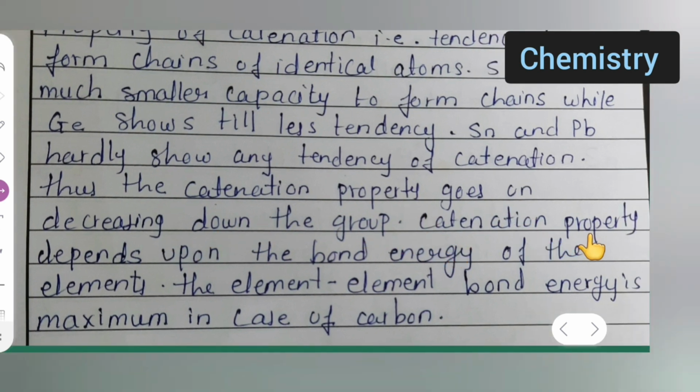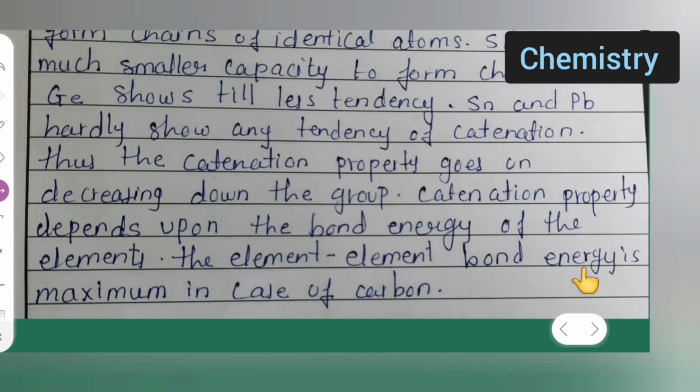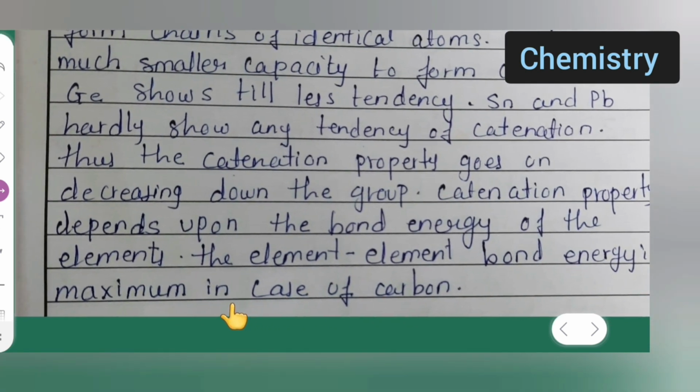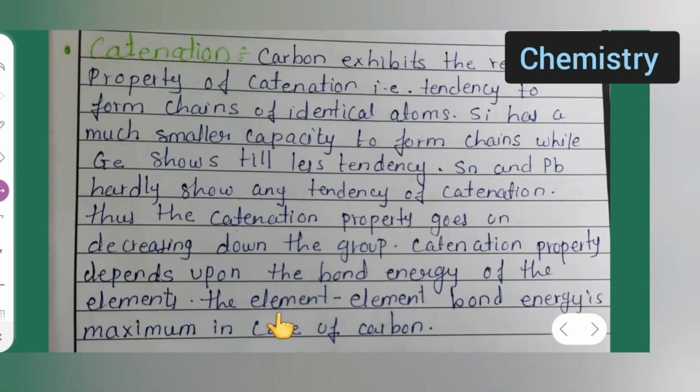Okay, the catenation property depends upon the bond energy of the element. The element bond energy is maximum in case of carbon. Okay, maximum in case of carbon. So you all can take down this note. I hope this is clear to you all.